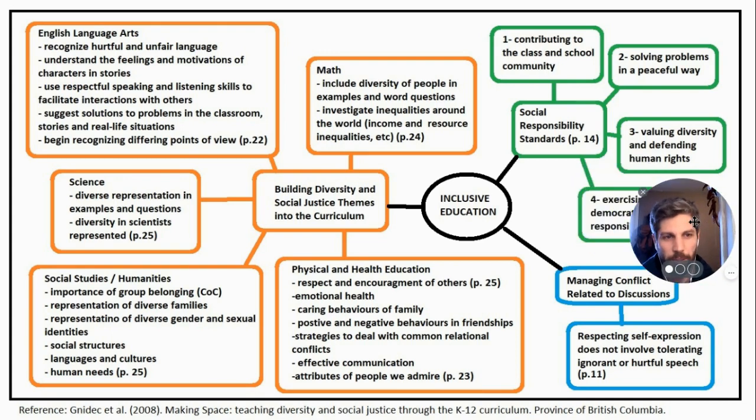And then, the bigger area that was covered in the reading was how to build diversity and inclusiveness into the various subjects. So for math, we have basically in questions within either quizzes or examples, including diverse people in word questions. And then the other one for math is looking at inequalities around the world. So income and resource inequalities is something you can build into questions. In English language arts, you could look at different types of language and ask students whether it's hurtful or respectful.